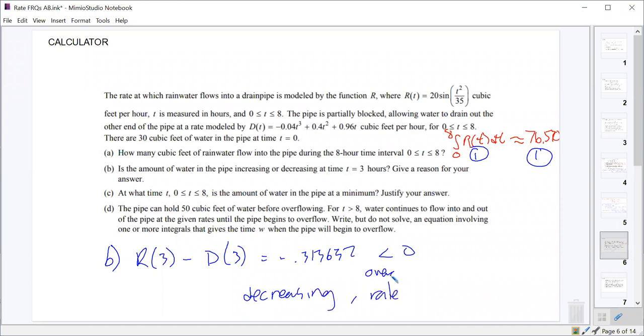We could say something like the overall rate is less than 0, or that the rate at which it enters is less than the rate at which it drains, or this is the derivative of the function that represents how much there is, and therefore the derivative is negative, so it's decreasing. Any of those would have worked as an explanation. 1 point for this, 1 point for decreasing with an explanation.